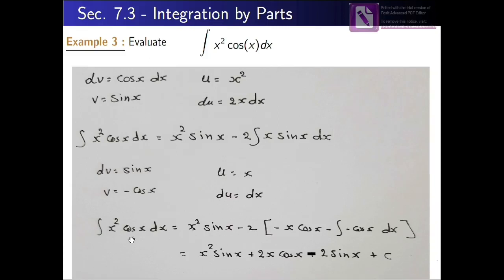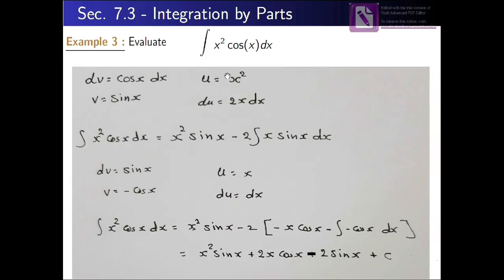Now the integral of x squared cosine x dx, the x squared sine x term will be the same. Now the integration of x sine x dx will be u multiplied by v, with the minus 2 as a constant, so u multiplied by v will be minus x cosine x, minus integral of v du, which is minus cosine x dx. Minus with minus will be plus, and the integral of cosine x will be sine x, and here we have minus 2, so minus 2 multiplied by the integral of cosine x will be minus 2 sine x. Now the integral of x squared cosine x dx will give us x squared sine x plus 2x cosine x minus 2 sine x plus the constant c.